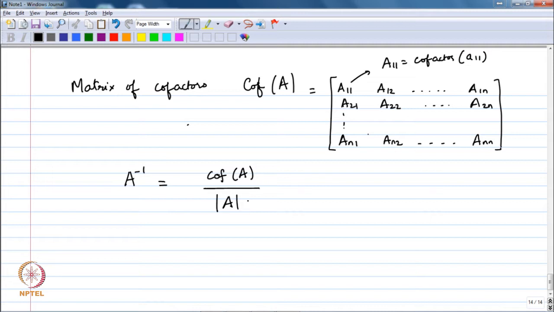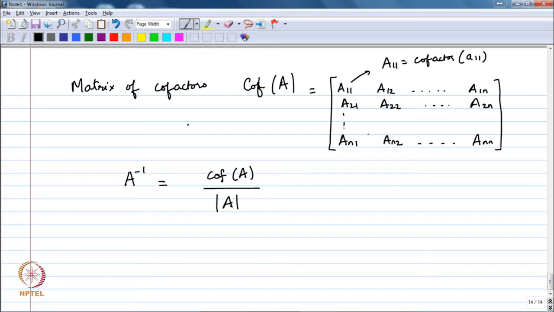This is the matrix of cofactors divided by the determinant of A, which is nothing but the inverse of the matrix. So you can calculate the matrix inverse. As I said, this is a matrix of cofactors, and you divide that by the determinant, which is a scalar. So you will get a matrix, and this is the expression for the inverse of a matrix. We have seen how to calculate the inverse of a matrix and what the uses of determinants are.